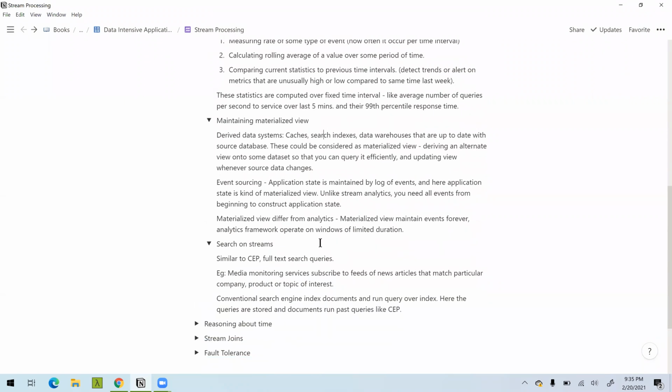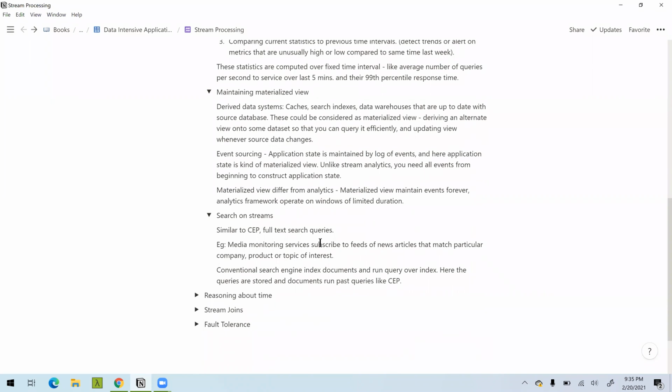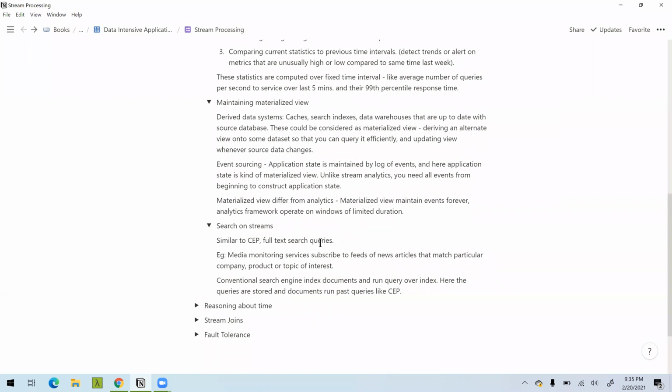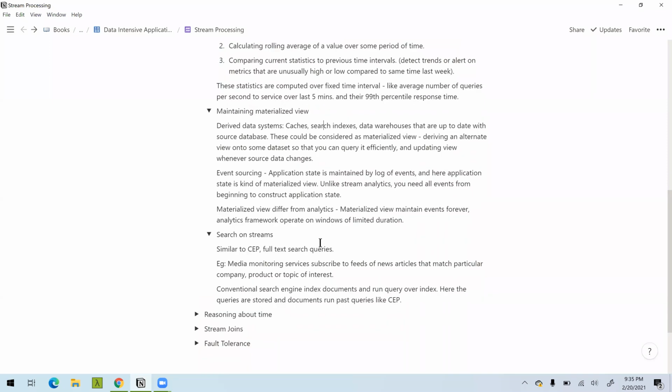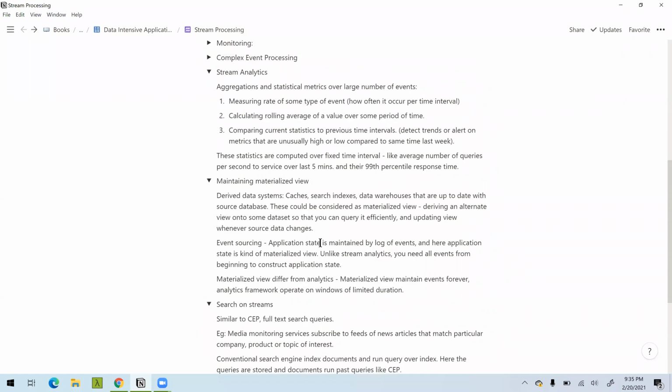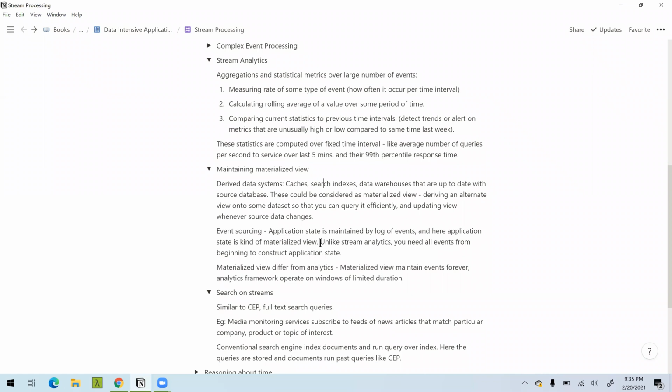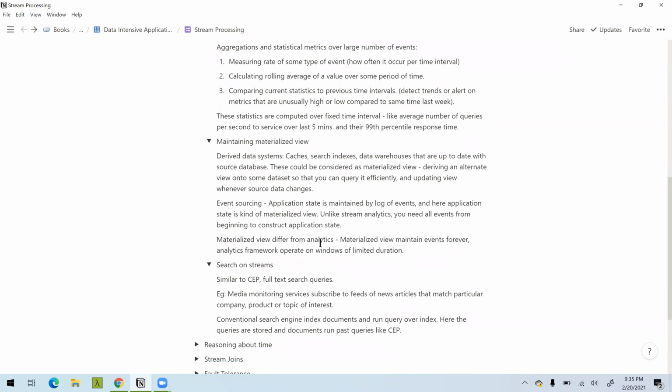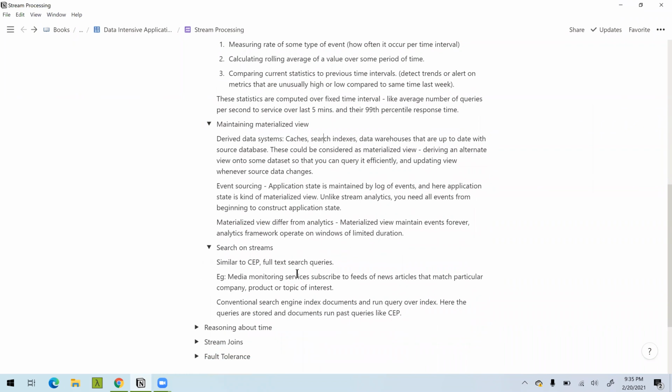So now another use of event processing is search on streams. This is very similar to what we discussed, complex event processing, where you are writing some declarative query and you are looking for some particular pattern in your events. With an example, it will be more clear.